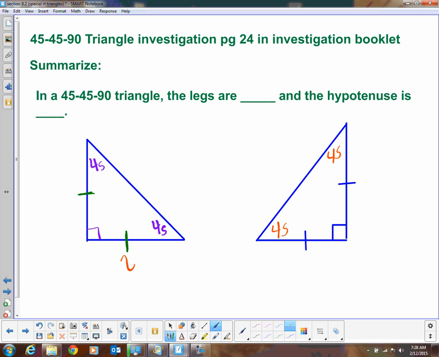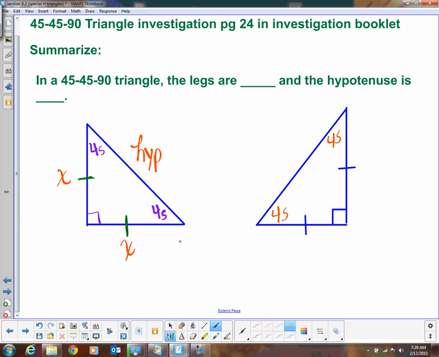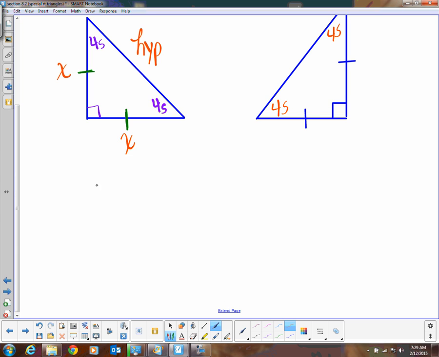If this is x, what does this side have to be? If this is x and this, then you have these 2. Why does that have to be x? Because they're congruent. And what do you want to call this side? H for hypotenuse. In fact, we'll say HYP. So now, what theorem can we use? Okay, how does that look?